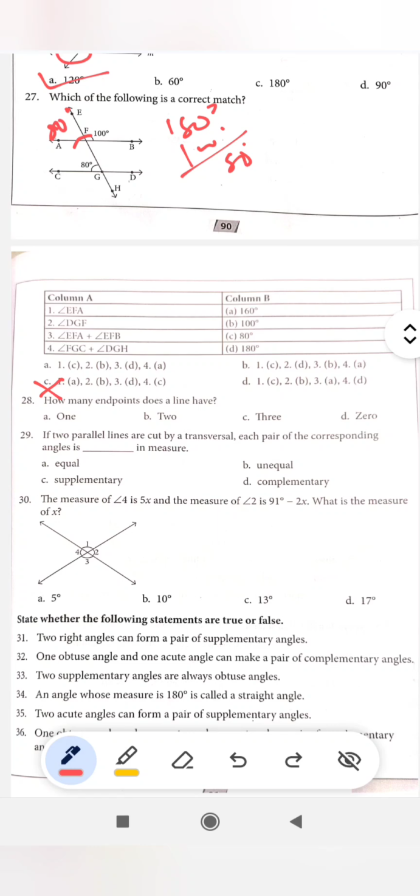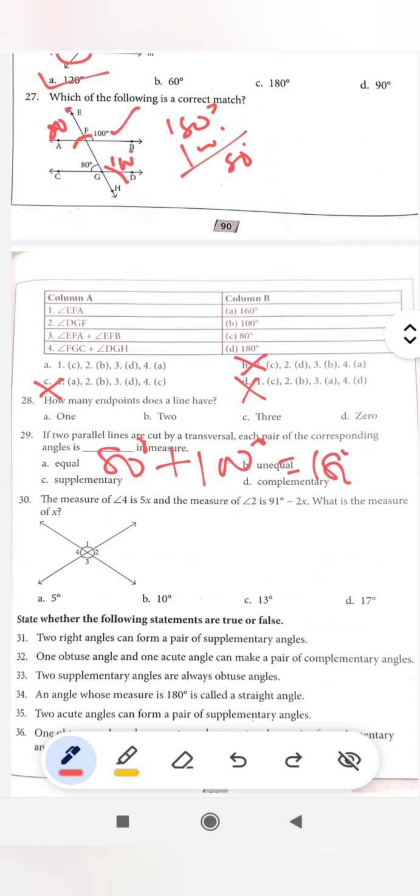Similarly, angle DGF, this one. So if this one is 100 degrees, this one is what? Corresponding angle. This will also be 100 degrees. So DGF is equal to option B. So 2 is option B. So this one is cancelled out. 2B, 2B. Now come to EFA, that is 80 degrees plus EFB is equal to 100 degrees, that is 180 degrees. So 3 is D, 3D. And here it is given 3, so this is also cancelled out.